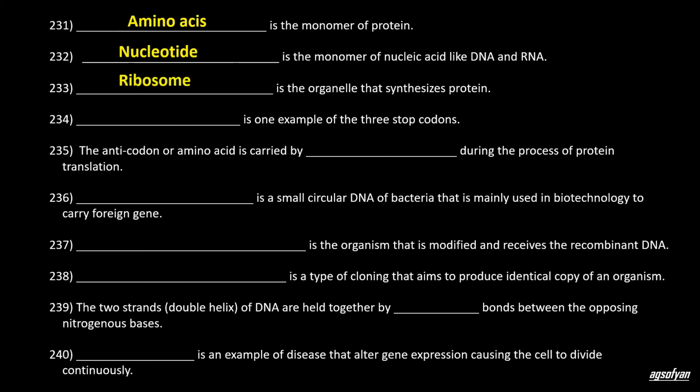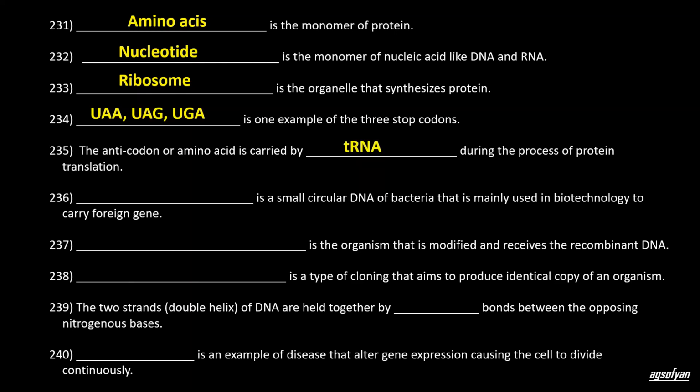Blank is one example of the 3 stop codon. Okay, stop codon, there are 3 of them. Always start with the U. So UAA, UAG, and UGA. UAA, UAG, or UGA. So you just write one of them. The anticodon or amino acid is carried by blank during the process of proteins translation. So which one carry amino acids? This is the T or transport RNA, tRNA.